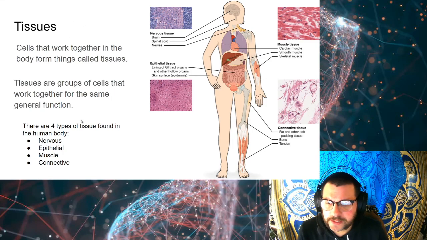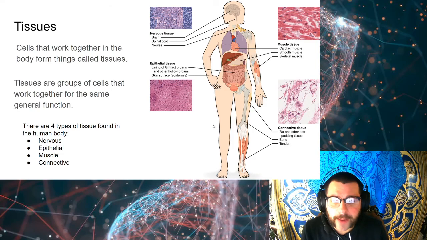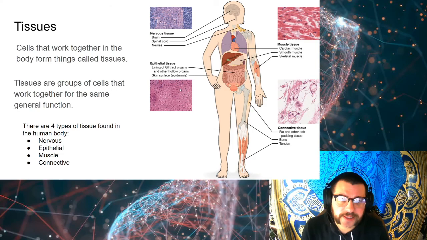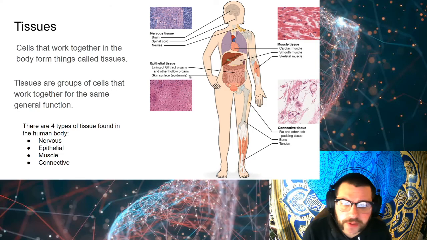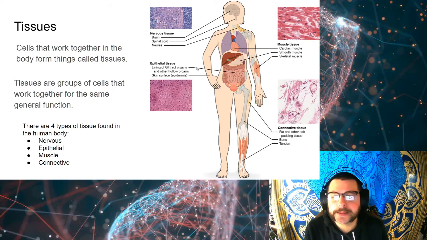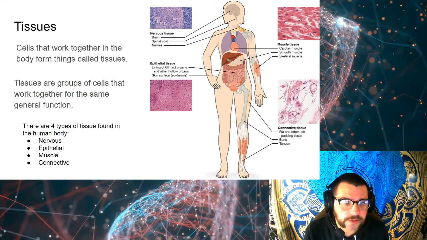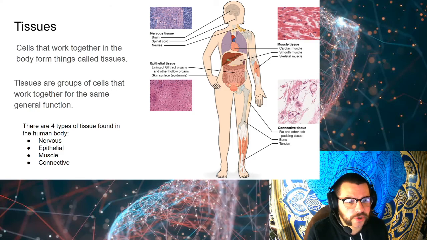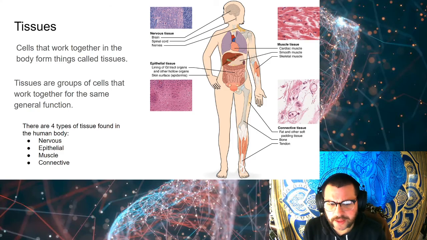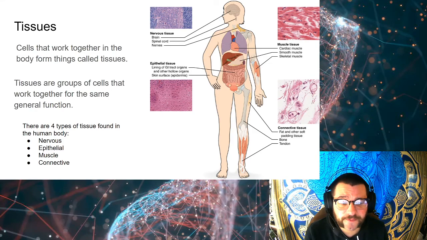We have nervous tissue. We can find that in our brain, our spinal cord, and our nerves. We have epithelial tissue. We find that on our skin, okay, so our flesh on the outside there. It's also lining the inside of our body cavities. Our muscles we find in our heart, on our skeleton, and in our organs. And lastly, our connective tissue, which is the stuff that connects everything together, like our bones and tendons and fat.